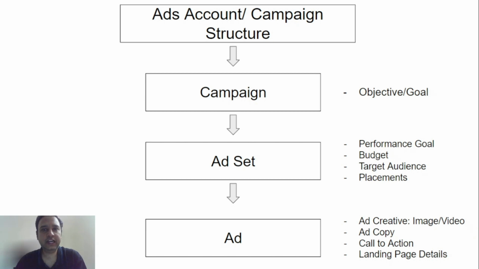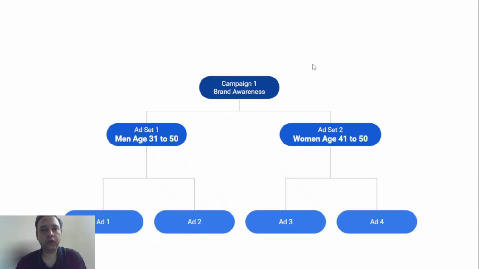Now let's understand this in more detail. Like I told you, for any campaign, you can select only one goal. So for instance, for campaign 1, we have selected brand awareness as an objective. Now within any campaign, you can create multiple ad sets. Here for the example, I have shown you 2 ad sets, but you can even have 5, 10, or even 20 or more ad sets for any single campaign.